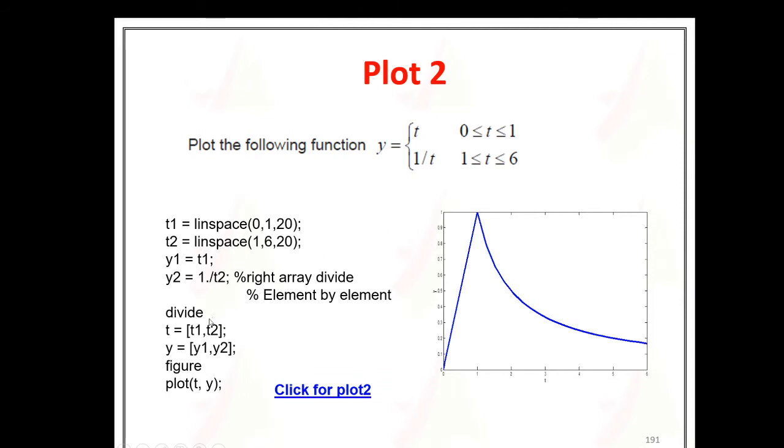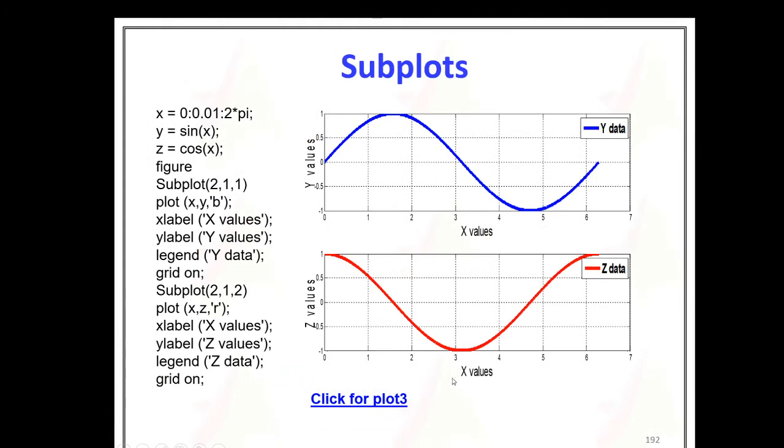Now how to combine them: t equal to t1 comma t2. I am creating one matrix here, y equal to y1 comma y2. So I am plotting t comma y. Now for t comma y, you get plots like this. Again, this is another example for subplots, and we are having the legends, x-axis and y-axis like that.